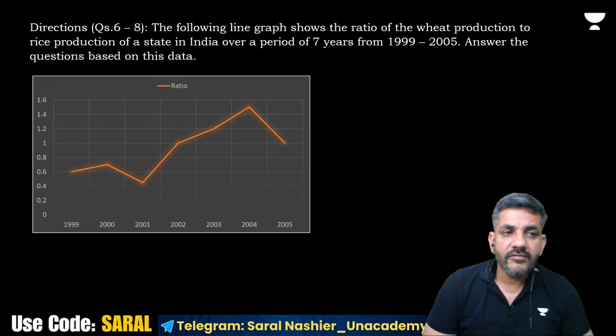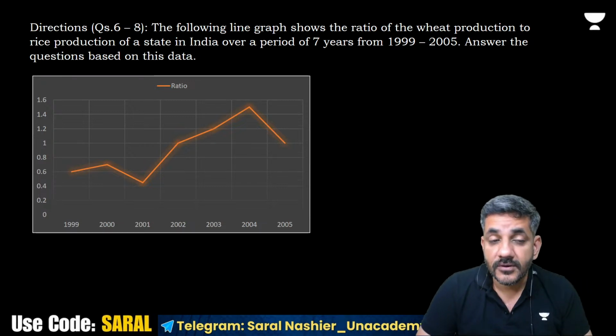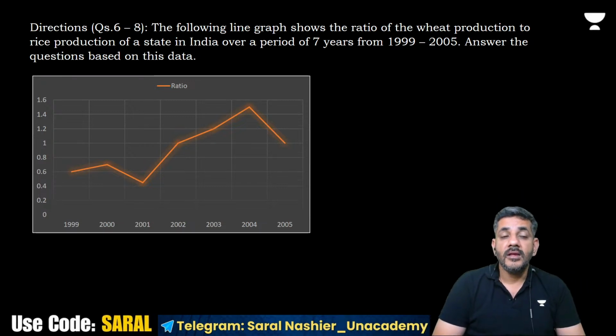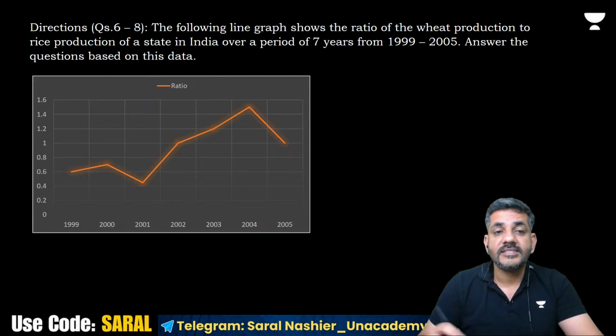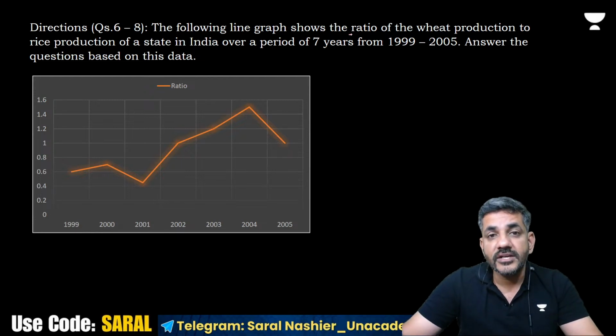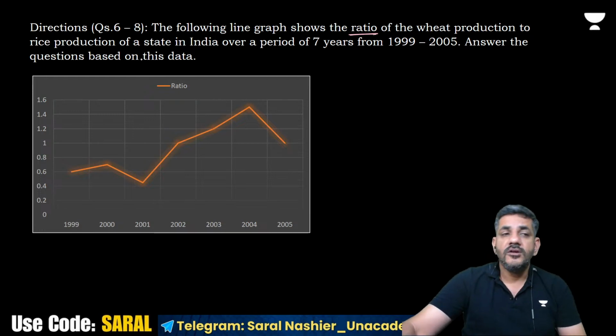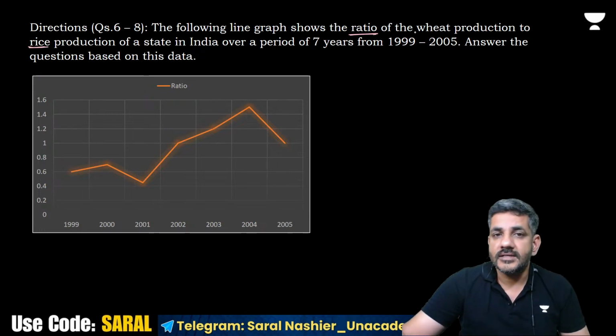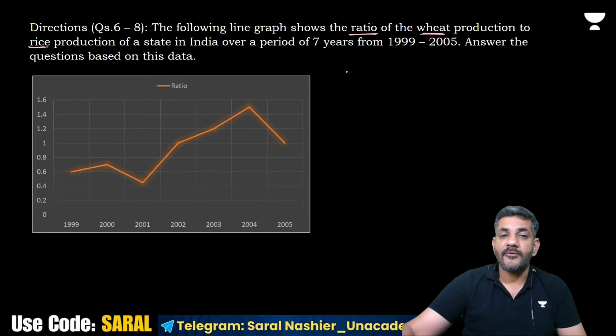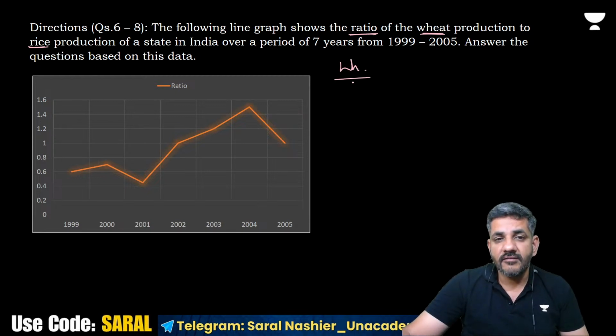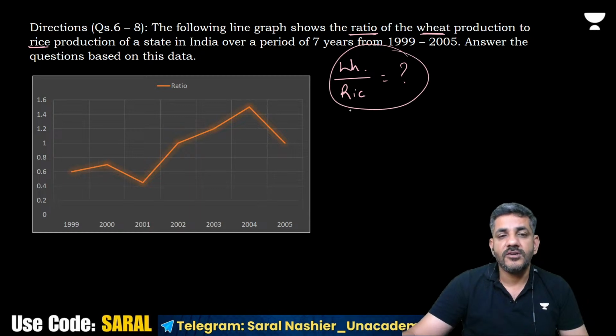It is the line graph which is showing the production of a state, rice production of a state. Okay, but it is not showing the exact production. It is showing you the ratio of the wheat production to rice production. So wheat production divided by rice production, whatever this comes out, that is given to you in this data.